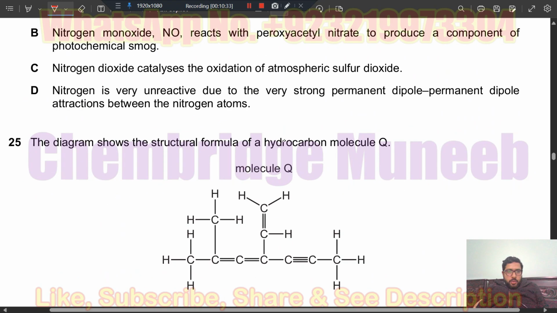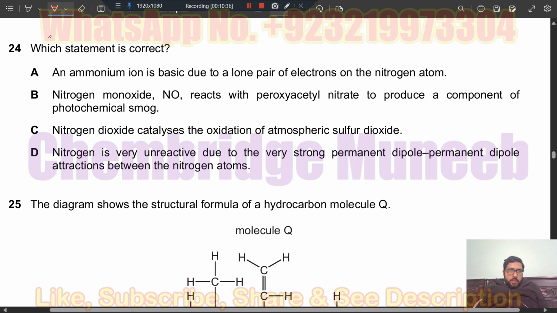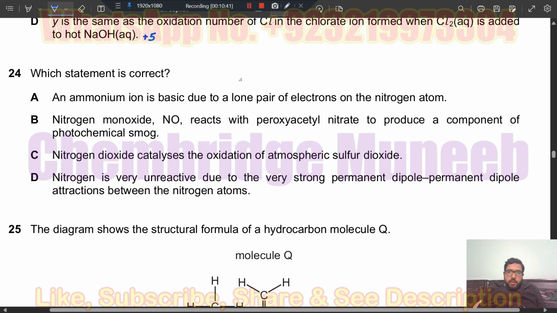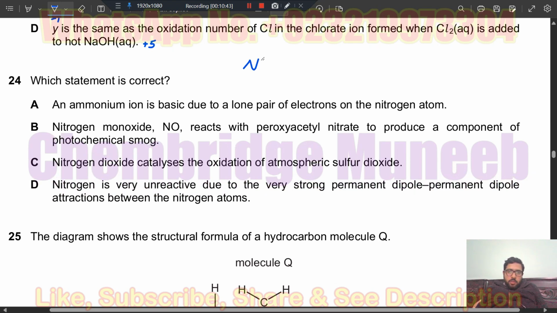Now question number 24. Which statement is correct? The first statement says that ammonium is basic due to a lone pair of electrons. No, ammonium is written as NH4+. In this case, it is not a basic component; instead it is acidic, since it can provide hydrogen ions in the reaction along with formation of ammonia. The substance which can provide hydrogen ions is called an acid. So it is acidic, not basic. This is an incorrect statement.